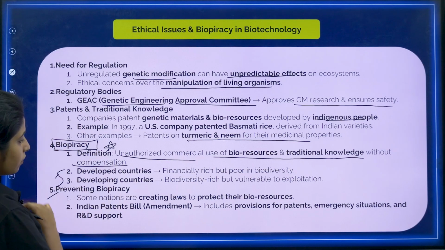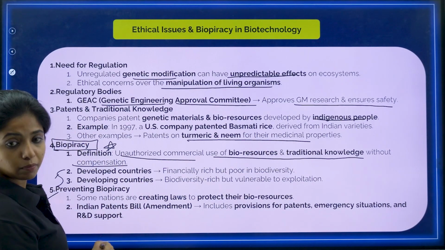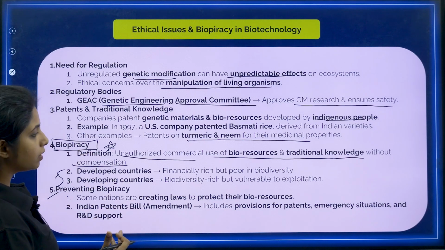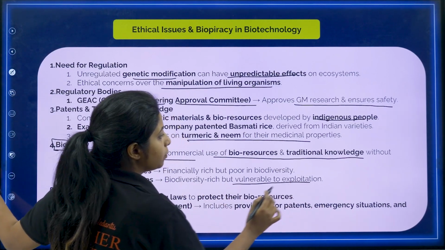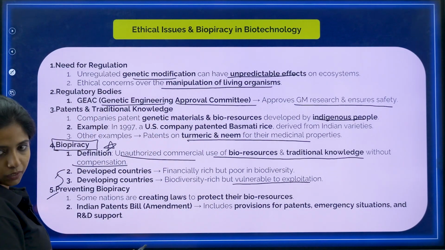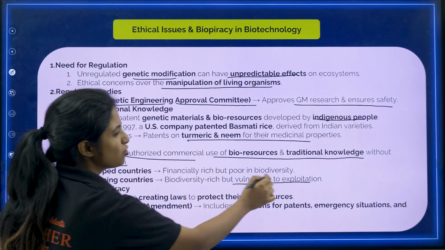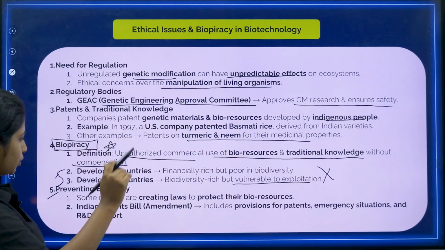Now there are a few terms given in your NCERT. Developed countries: what do we mean by developed countries? Financially they are rich but poor in biodiversity. Developing countries are biodiversity rich but vulnerable to exploitation, my dear children. These are the things that are associated, not very much important, so you don't have to put too much into it.